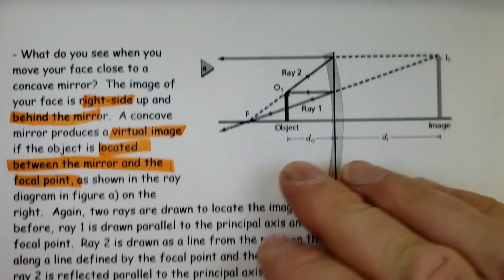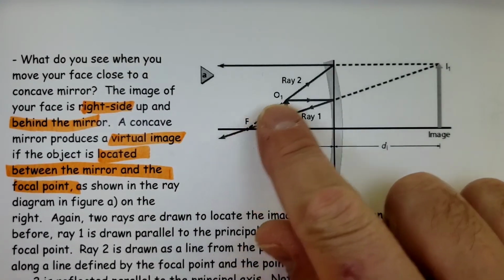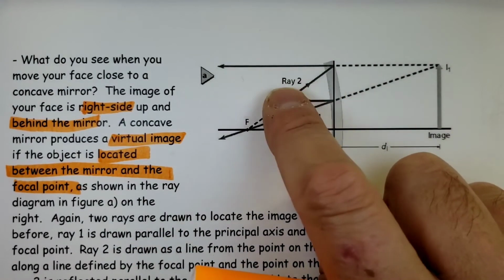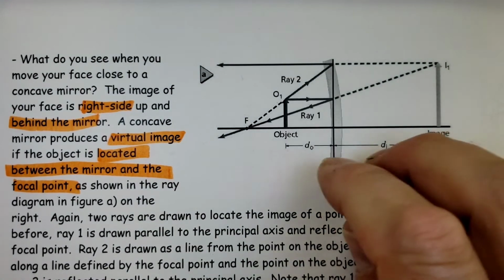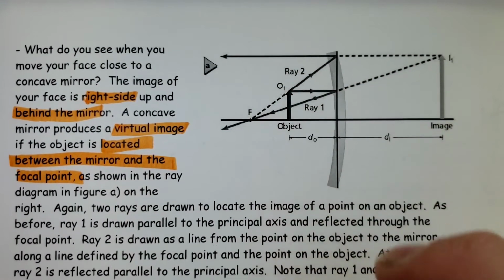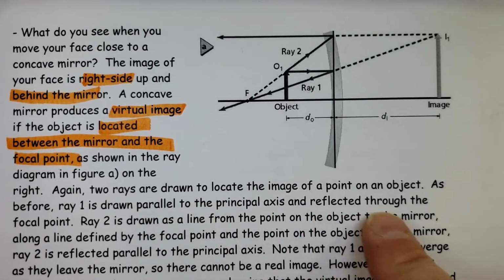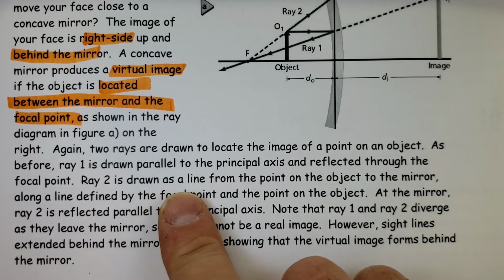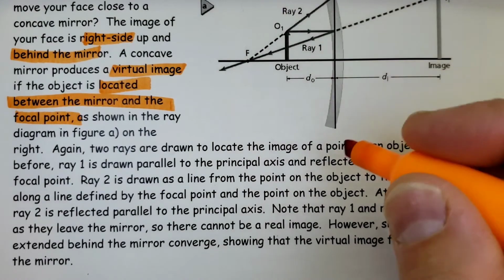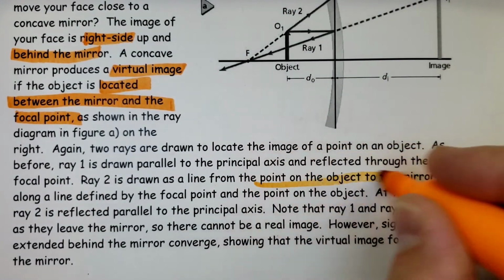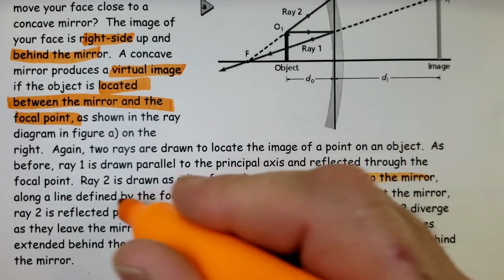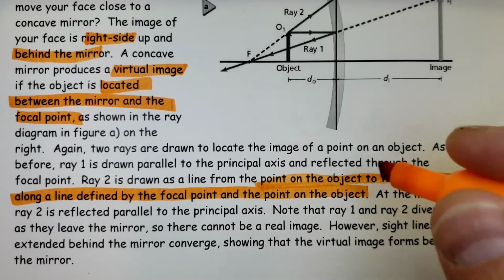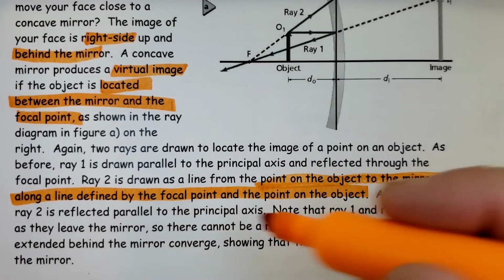But I didn't draw that third ray that I didn't really mention to begin with. Through F, we assumed it came through F, hits the tip, and reflects out parallel. So this second ray is a little tricky when the object is inside F. Again, two rays are drawn to locate the image. As before, ray 1 is drawn parallel and reflected to the focal point. Ray 2 is drawn as a line from the point on the object to the mirror, along a line defined by the focal point. Yes, it's a line defined by the focal point, since we can't go through it. At the mirror, ray 2 is reflected out parallel.